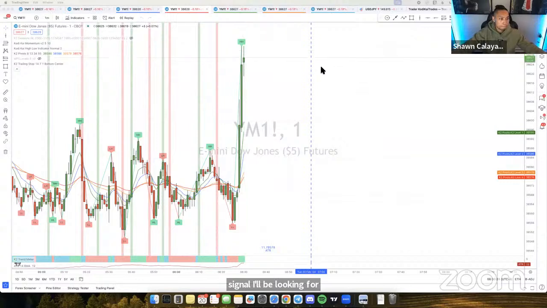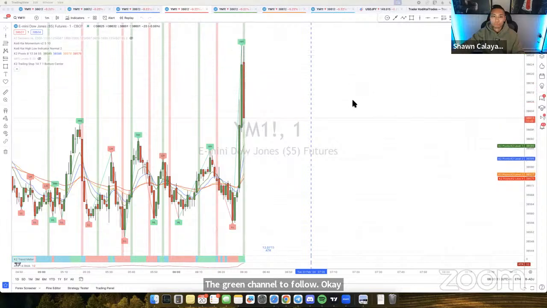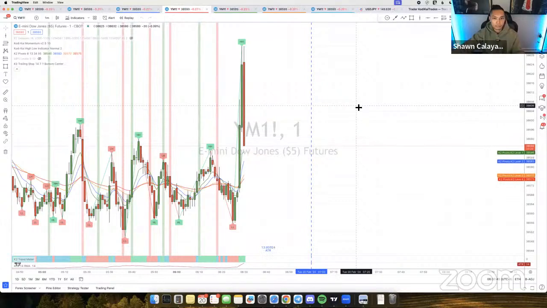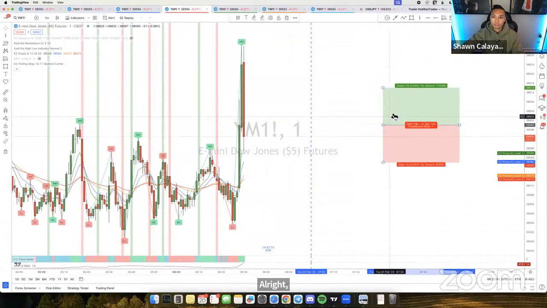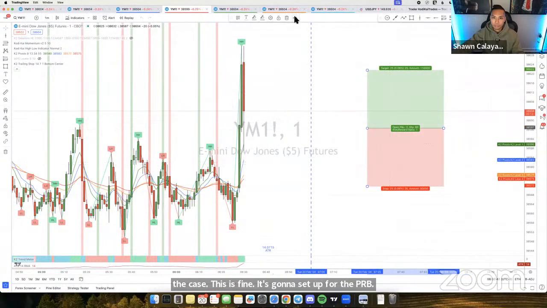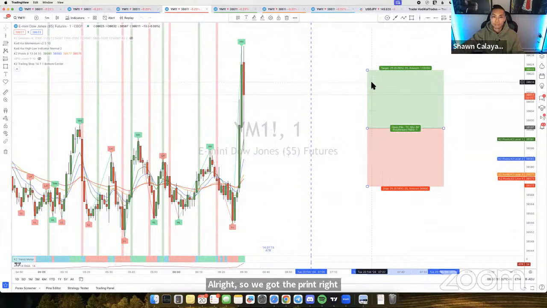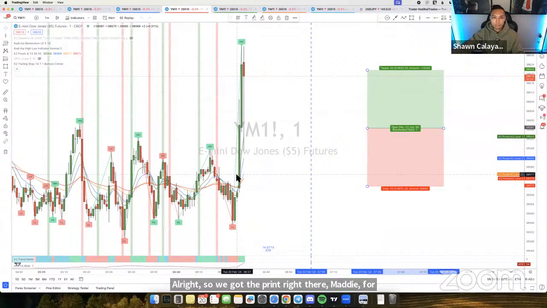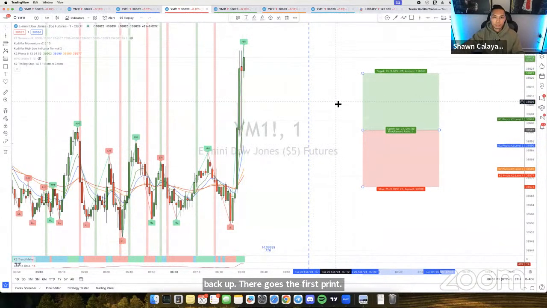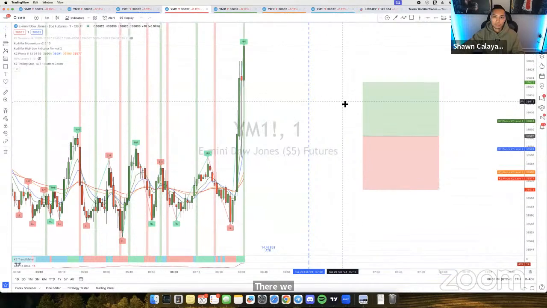All right, so price is coming down a little bit. If this is the case, this is fine. This is going to set up for the PRB. All right, so we got the print right there, Maddie, for the PRB. Trend is bullish. We get price come back down, shoot right back up. There goes the first print. There we go. We're looking for space now. And after that space, we'll be looking for the entry candle.